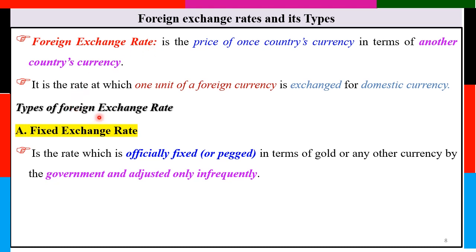Types of foreign exchange rates. The first one is the fixed exchange rate. It is the rate which is officially fixed or pegged in terms of gold or another currency by the government and adjusted only infrequently. So under the fixed exchange rate, the exchange rate is determined by the government, not by the force of what? The demand and the supply of money.